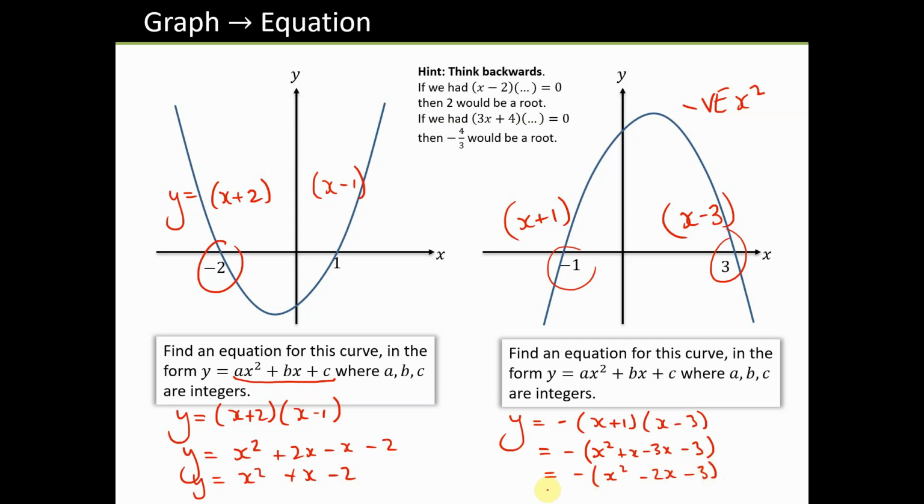And then my final step, hopefully I can squeeze it in here, I just need to change the sign of everything because I've got a minus sign outside. So it's going to turn to minus x squared plus 2x plus 3. And that's going to be my final equation there, squidged in on the bottom.